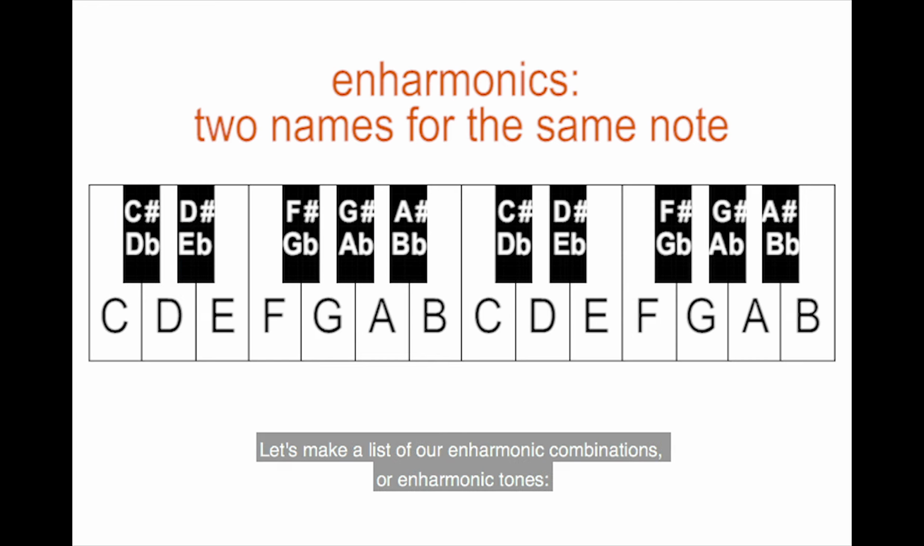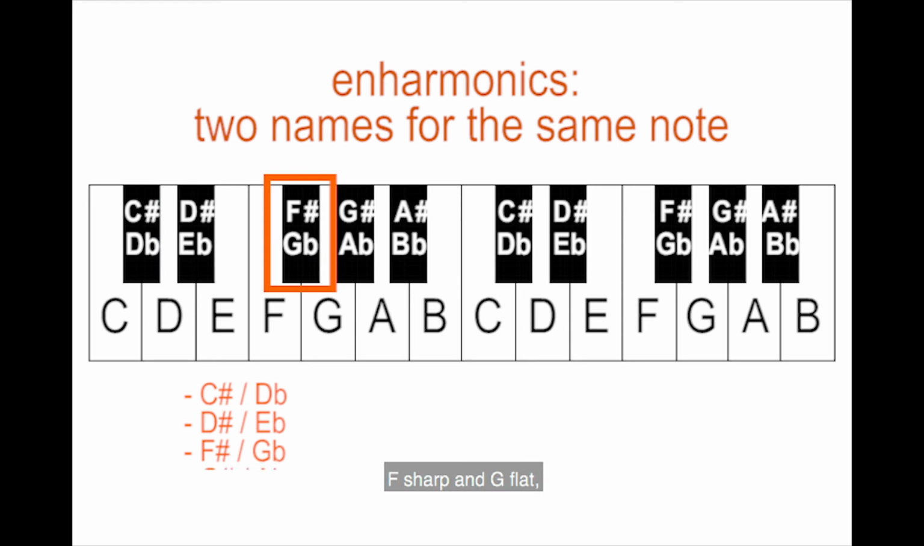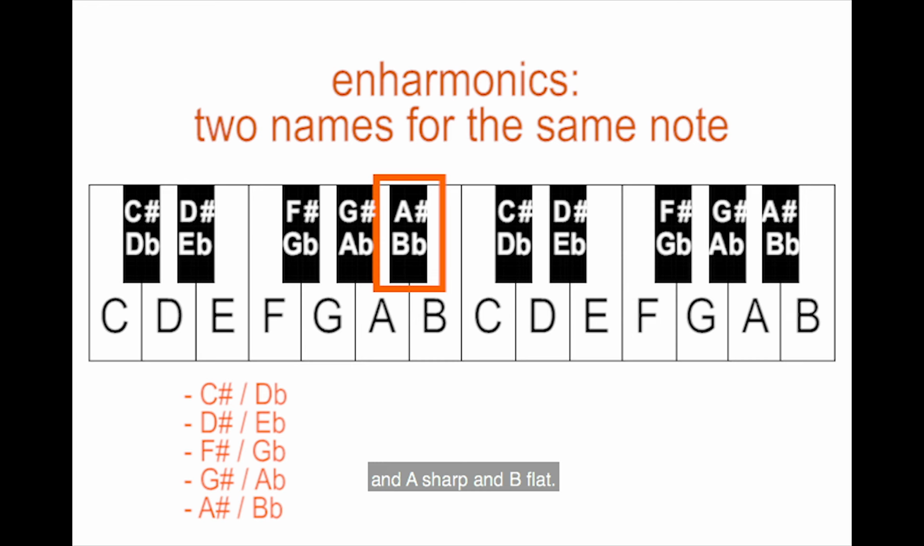Let's make a list of our enharmonic combinations, or enharmonic tones. C sharp and D flat, D sharp and E flat, F sharp and G flat, G sharp and A flat, and A sharp and B flat. There are others that are less common, but you still need to know.